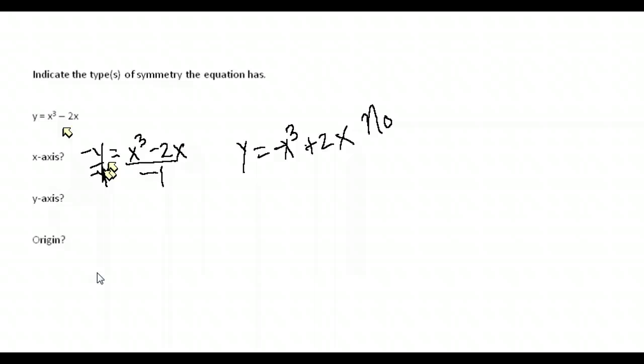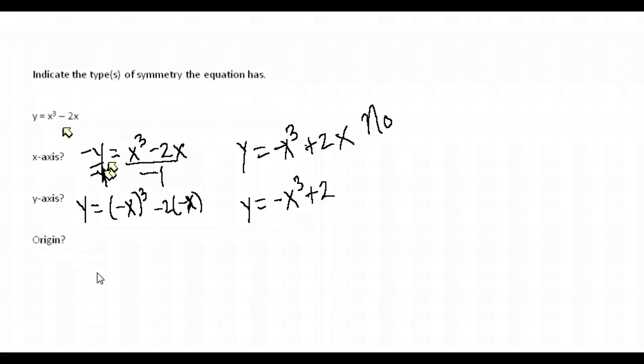Okay, let's try the y-axis. So we're going to put a negative in for all of our x's. Give me a negative x to the third minus 2 times negative x. Well, what happens there? I can bring the negative out in front when I have an odd exponent. Negative x times negative x is still just going to be negative x. Negative 2 times negative x is going to give me a positive 2x. Does that look like our original function? It does not. It has all of the wrong signs. So this is also a no for this symmetry.